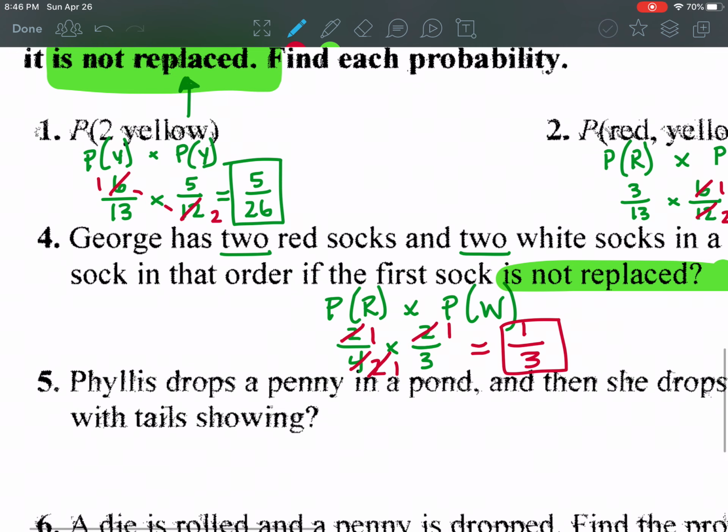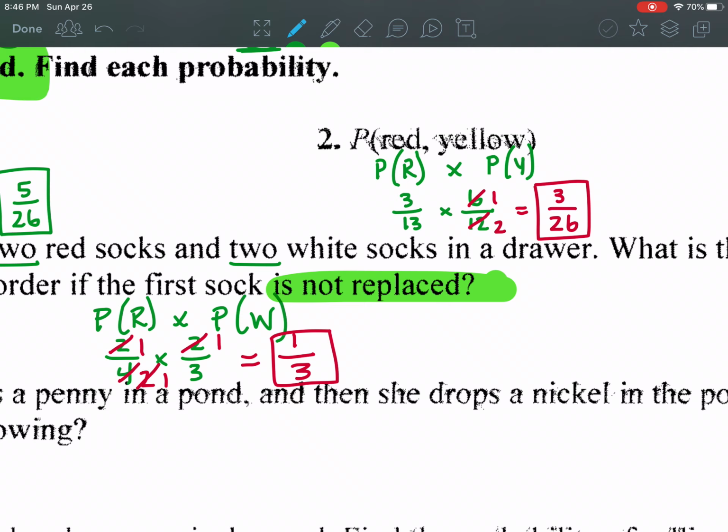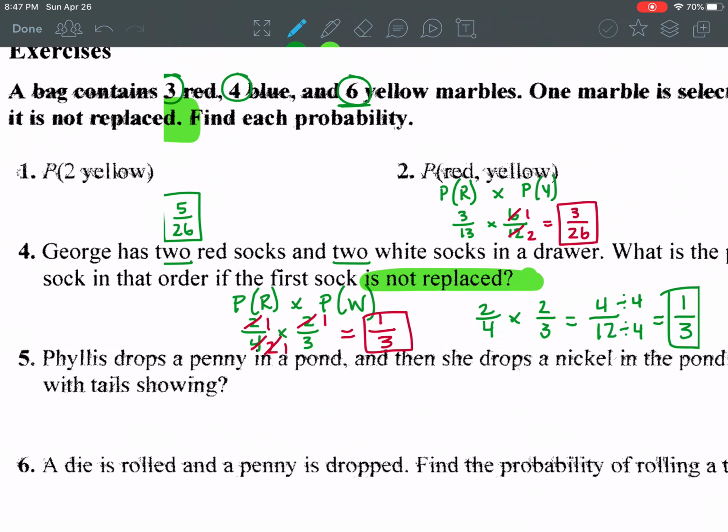Okay? If you don't like that cross canceling, guys, no big deal. I like to do it just because it makes your numbers smaller. But if you did 2/4 times 2/3 and you just multiplied straight across, 2 times 2 is 4, 4 times 3 is 12, and then both of those can be divided by 4 to get 1/3, and look at that, it's the exact same answer. Okay, so you can do it either way.